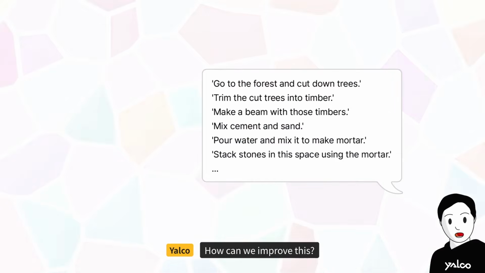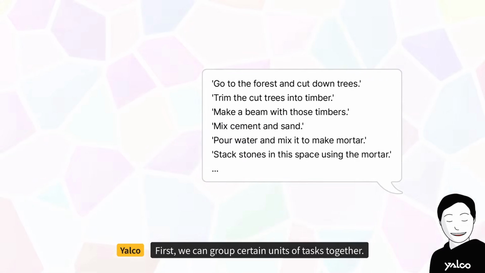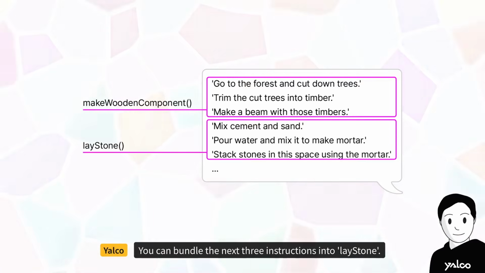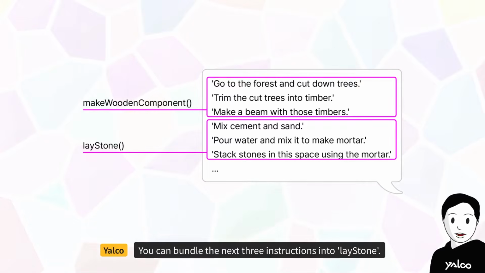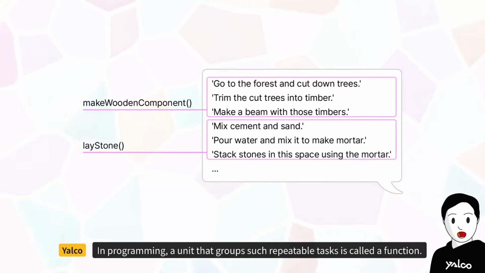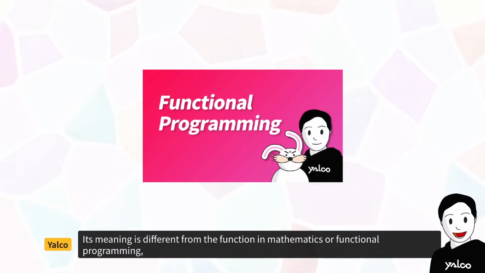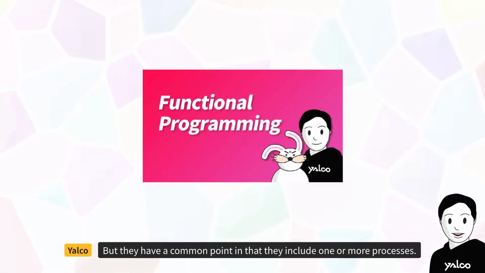How can we improve this? First, we can group certain units of tasks together. The first three instructions can be bundled into "make wooden component." You can bundle the next three instructions into "lay stone." In programming, a unit that groups such repeatable tasks is called a function. Its meaning is different from the function in mathematics or functional programming, but they have a common point in that they include one or more processes.